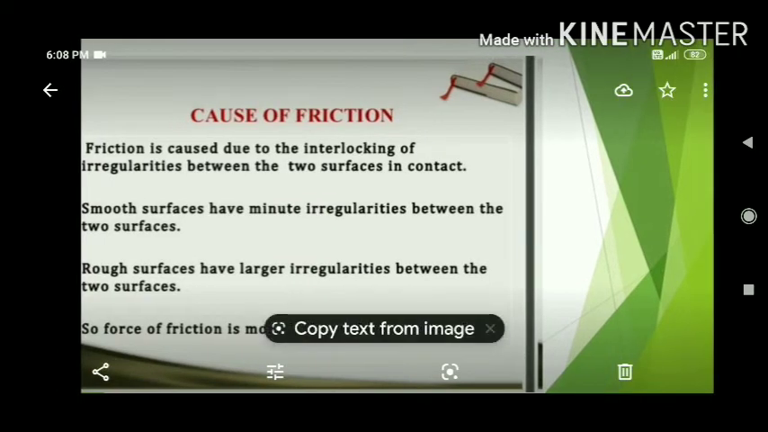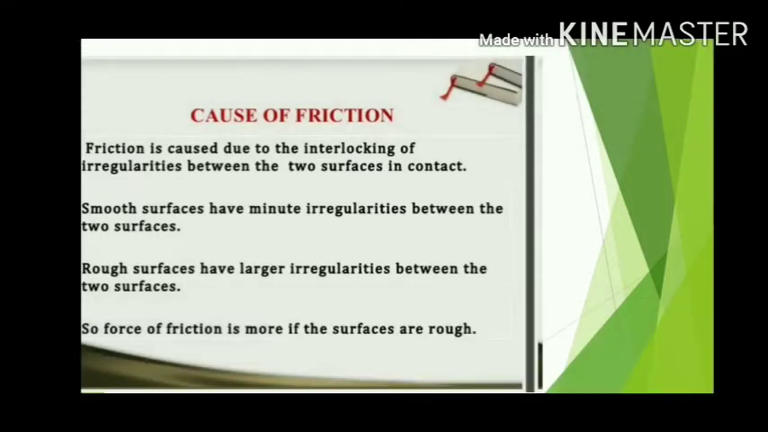Now, the causes of friction. Simply, it is due to the interlocking of the irregularities between the two surfaces in contact, just what we discussed now. A smooth surface has less friction because of fewer irregularities between the two surfaces, whereas rough surfaces have larger irregularities between the two surfaces. That's why friction will be more. So the force of friction is more on rough surfaces.